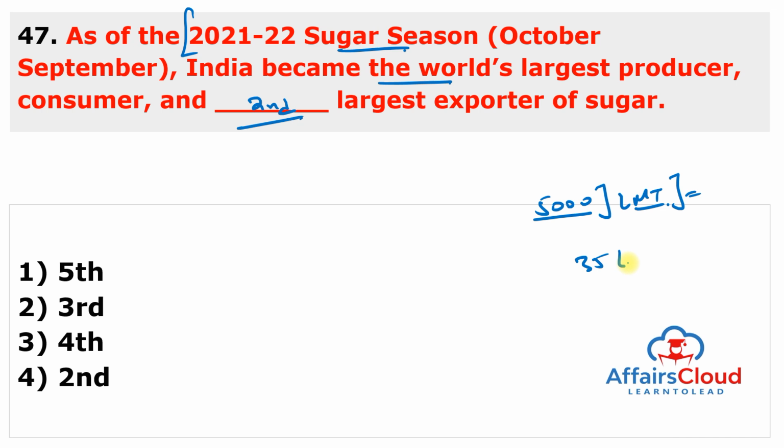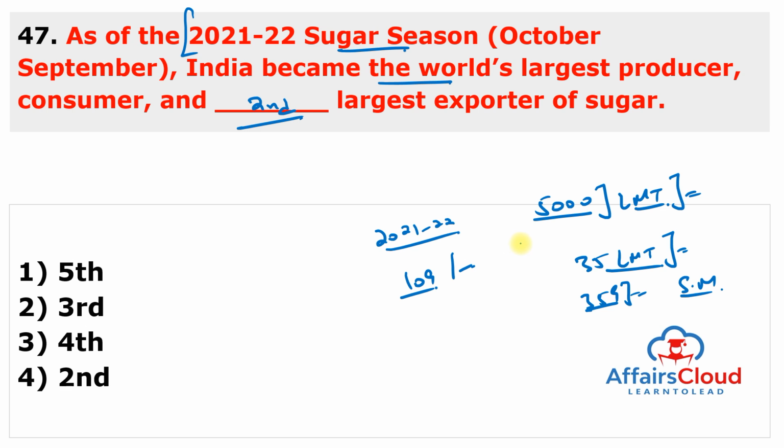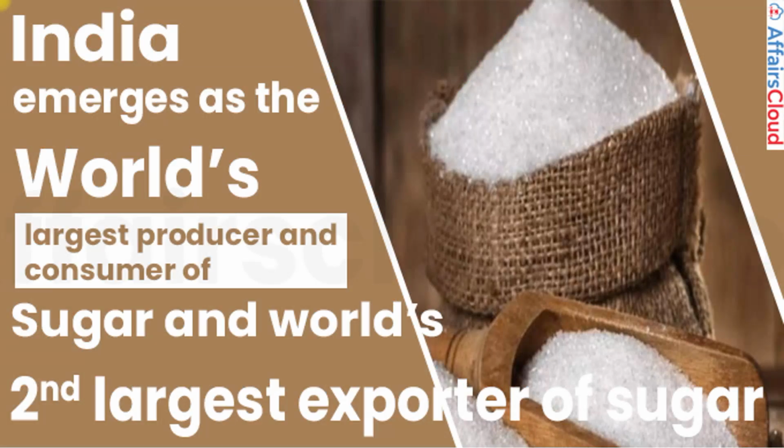Of these, 35 lakh metric ton of sugar was channeled to the production of ethanol, while 359 lakh metric ton of sugar was produced by the sugar mills. And the sugar season of 2021-22 recorded the highest sugar exports of over 109 or 110 lakh metric ton, despite receiving no financial support or subsidy from the government of India, which was extended up to 2020-21. So India is the second largest exporter of sugar. Answer of this question is 4. So India emerges as the world's largest producer and consumer of sugar and the world's second largest exporter of sugar.